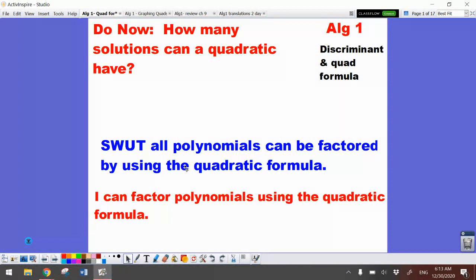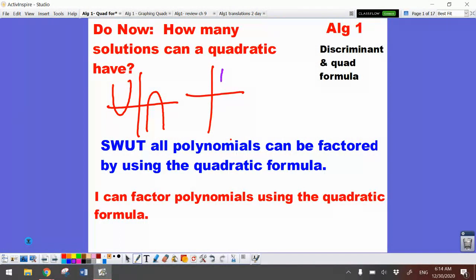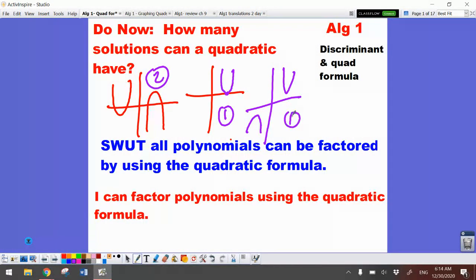If you think about a quadratic, I know that I can have a quadratic that crosses the x-axis and has two roots. I can also have a quadratic that only touches once. And I can even have a quadratic that doesn't touch at all, okay? So I can end up with 2, 1, or 0. And those are going to be important today as we take a look at the discriminant.